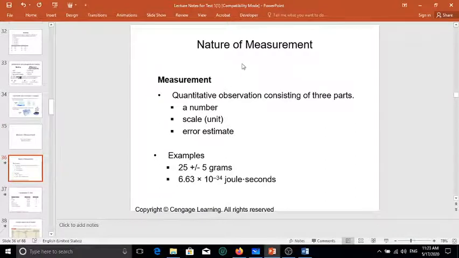So when we take any measurement, okay, there are three basic pieces of information you have to include in your recording. Of course, a number, you have to read a number, and you have to include your unit, and also you have to show people how accurate this measurement is. A number, of course, is what you read from the ruler or scale, whatever you're trying to measure, okay.